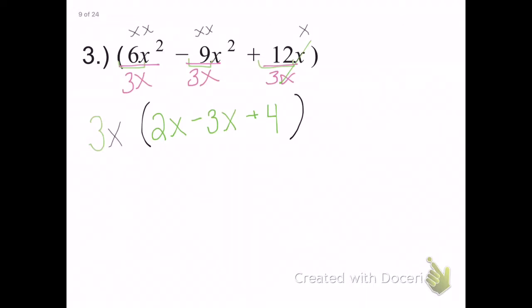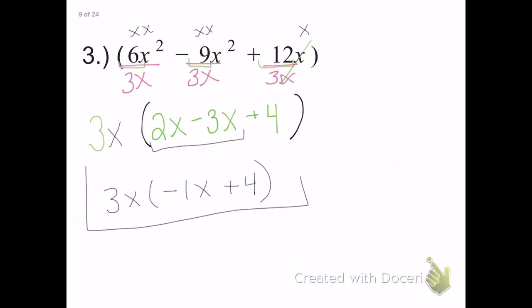The last thing you'll notice in this problem is we have some like terms on the inside of our parentheses. We'll still have our 3x outside. Lastly, we just need to combine those two on the inside. That's 2x minus 3x, so we get a negative 1x plus 4. And that is our answer. So our GCF here was 3x. That was our greatest common factor out of each term.